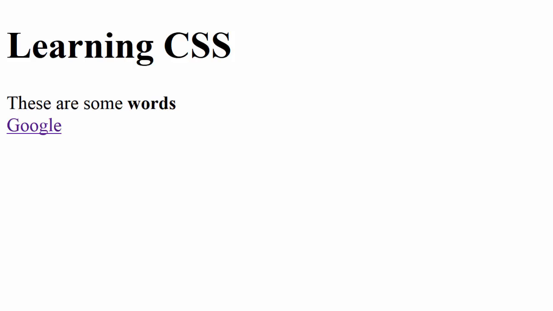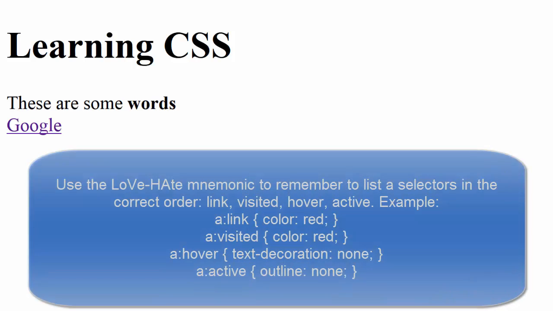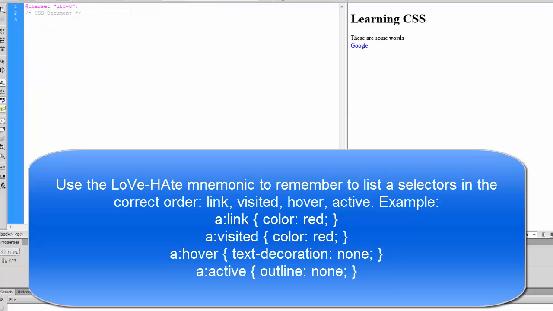So, what are we going to do for this? It's actually very simple. We just need to remember LoVe HAte. LoVe HAte is a link, L, a visited, V, a hover, H, and an active, A.